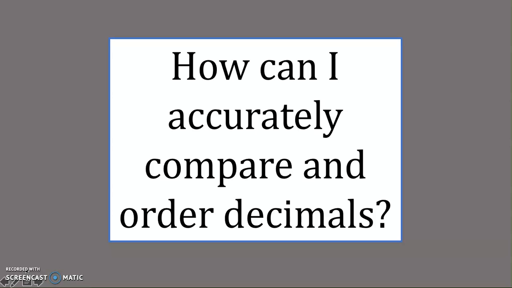The first place value after the decimal is the tenths. The second place value after the decimal is the hundredths. And the third is the thousandths. So I'm going to be showing you guys tonight how to compare decimals, 2 decimals at a time, as well as 3 decimals at a time in ordering from least to greatest.